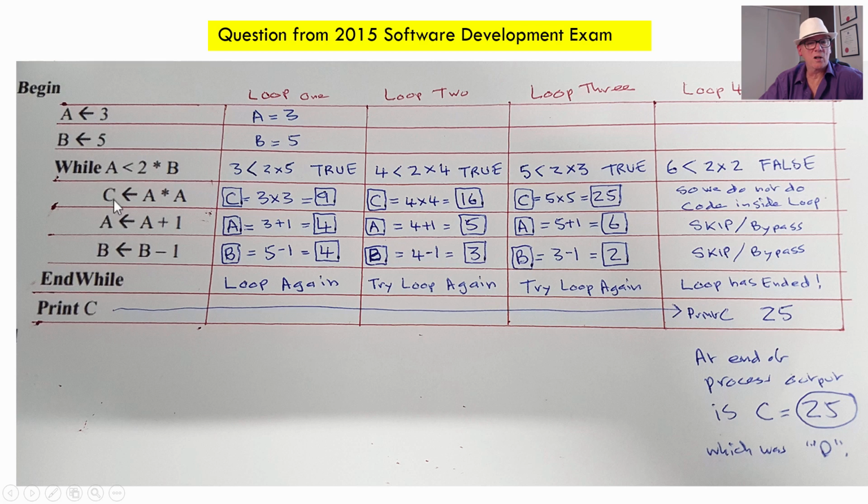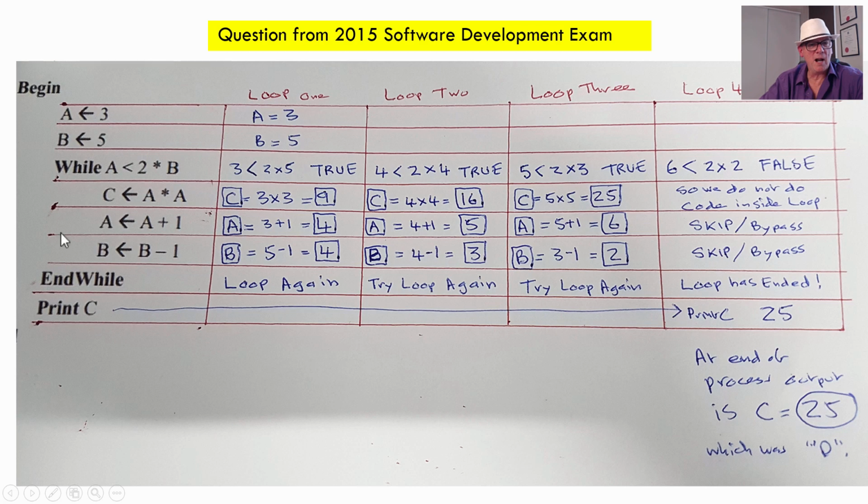So we're not going to go and do all of this. We're only doing this while this statement's true. And when we've got up to this stage here, we check it out. 6 is less than 2 times 2, which is 4? No, 6 is not less than 4. 6 is actually bigger than 4. So that's false. And once it becomes false, we don't do this stuff anymore. It just zips straight down, skipping all those steps to the end while, and the loop's finished.